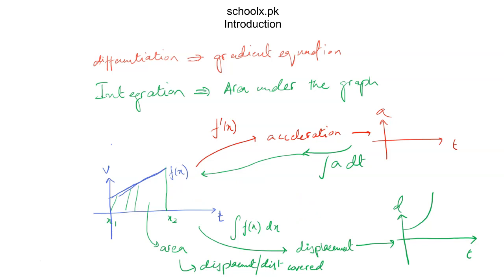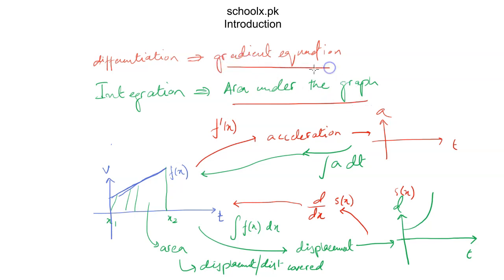Now, if I were to derivate this displacement time graph, right? Take the derivative of this thing, d by dx, alright, let's name this as s of x, right? So this will give me the velocity time graph. So integration and differentiation are opposites of each other. Integration gives us the area under the graph, alright, differentiation gives us the gradient equation of the graph.